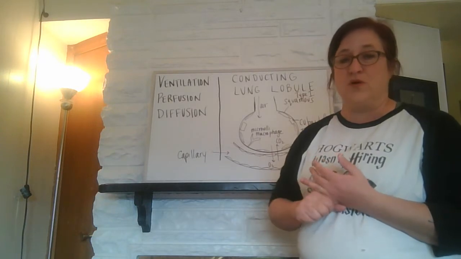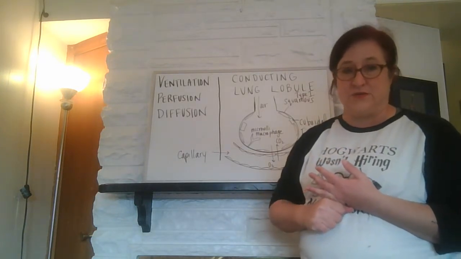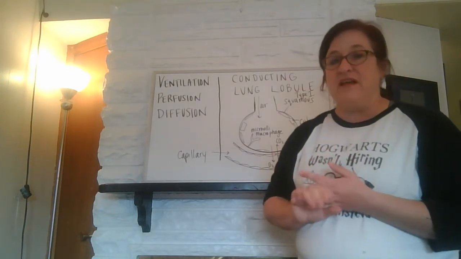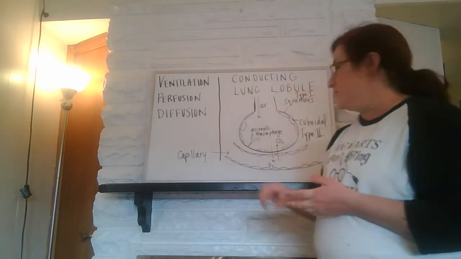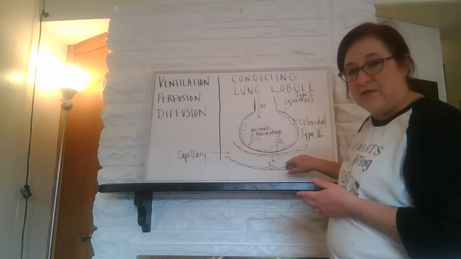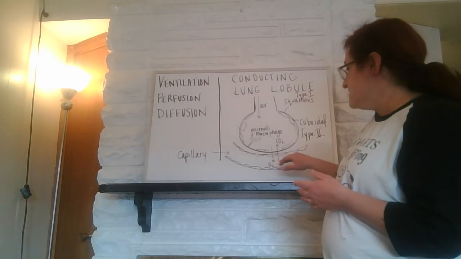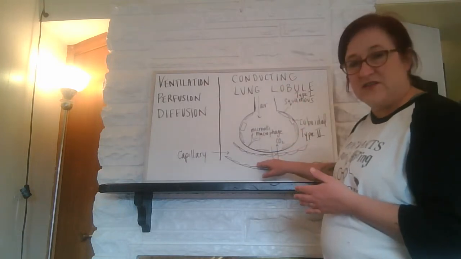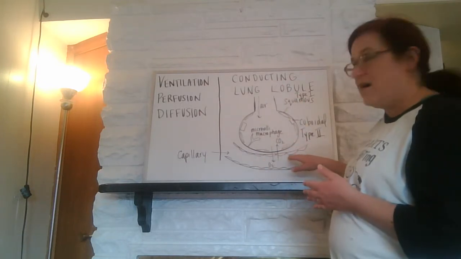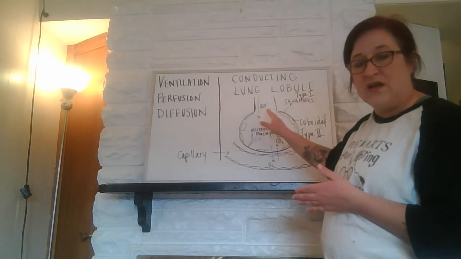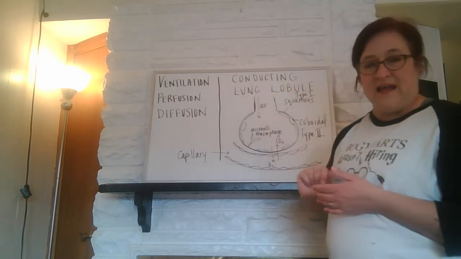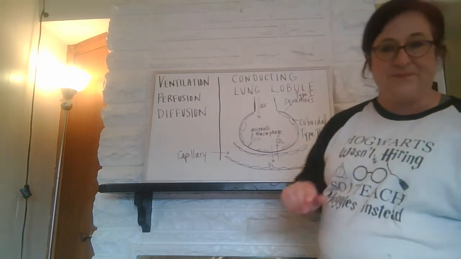And that additionally helps to warm and humidify the air, so it has a dual purpose. And then, of course, the whole reason for the system is to get down to the bottom here in order to diffuse gases, in order to get oxygen into the bloodstream and to get carbon dioxide out and into the environment.